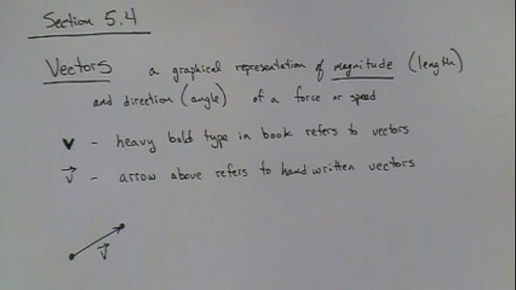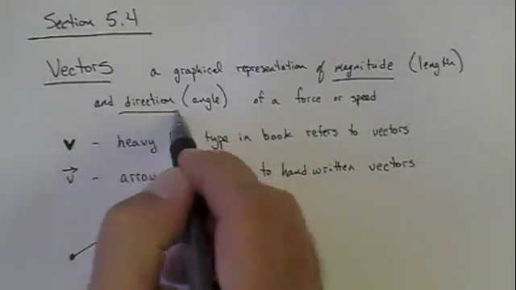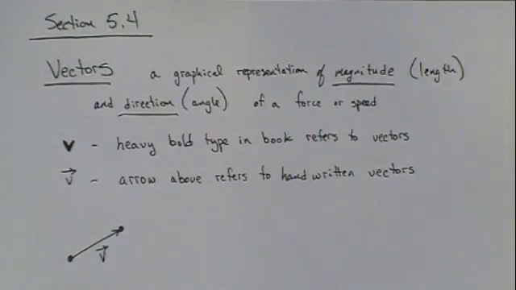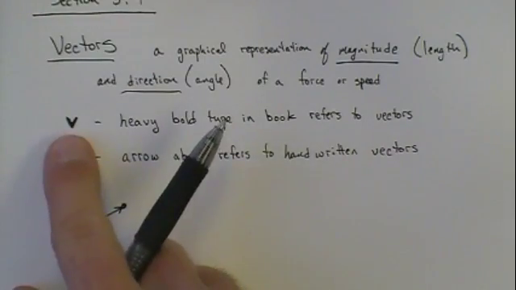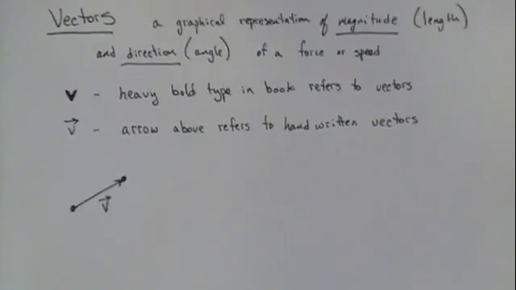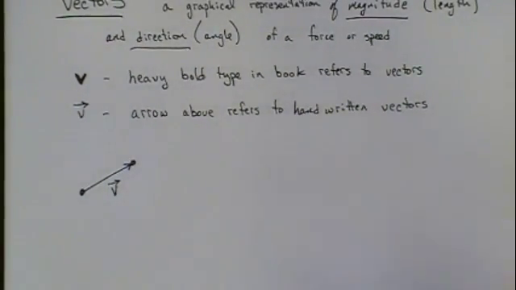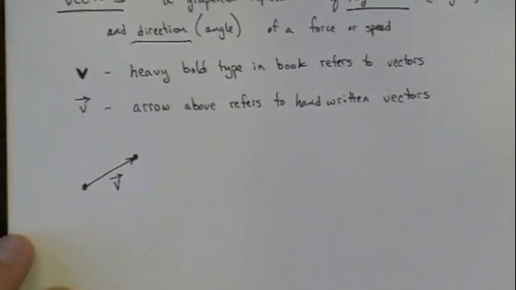In section 5.4 we're working with vectors. Remember, vectors must have magnitude and direction. So the magnitude is our length, direction is our angle. And in the book, if you have heavy bold type, then that's when it's referring to a vector. If we have the arrow above, that's referring to a handwritten vector.